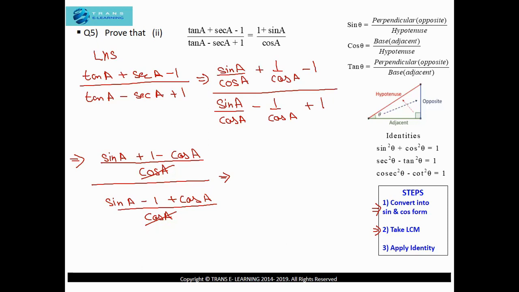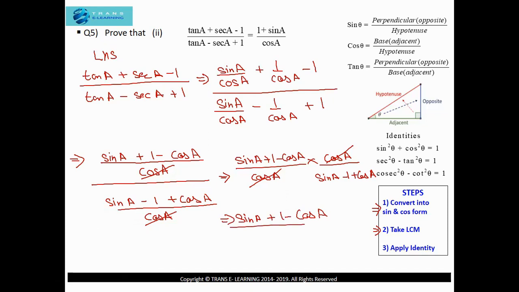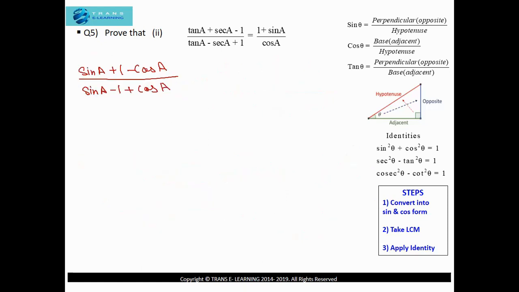So the numerator will remain same, and the denominator will be written as cos A upon sin A minus 1 plus cos A. So now these two will get cancelled. So we are left with sin A plus 1 minus cos A in the numerator, and sin A minus 1 plus cos A in the denominator. Now still the left hand side is not equal to the right hand side, and we only want 1 plus sin A in the numerator and cos A in the denominator. So now what I'm going to do, I'm going to rationalize the denominator.